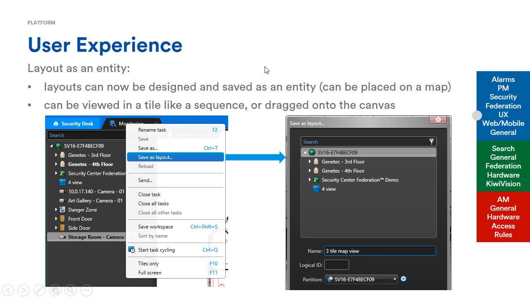Another cool thing they've added is layouts as an entity. So basically, when we're configuring our canvas, we're modifying the layout. We can make it a 9-tile, a 4-tile. We can drag certain cameras in different places. And then what we can do is we can actually right-click on our tab for a monitoring task, and we can do Save as Layout. If this has already been saved, we can update it as well. So that's nice too. It's not just a static thing that you fire and forget here.